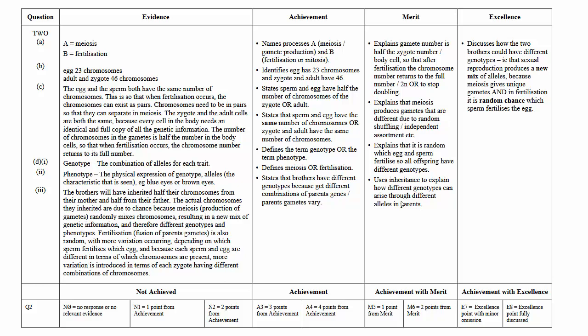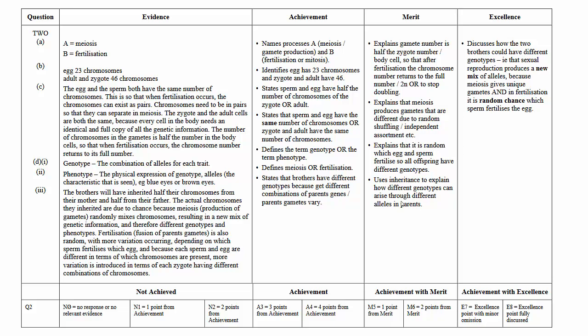So again, it works the same. You go through, you look at the bullet points that you've got, you add those up as to whether you've achieved the question, gained merit in the question, or excellence in the question. So for question 2D, the brothers will have inherited half their chromosomes from their mother and half from their father.